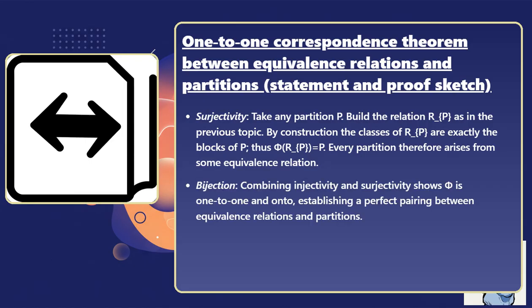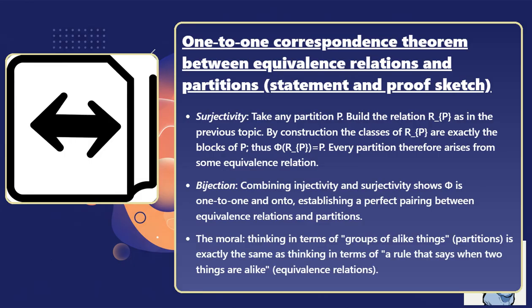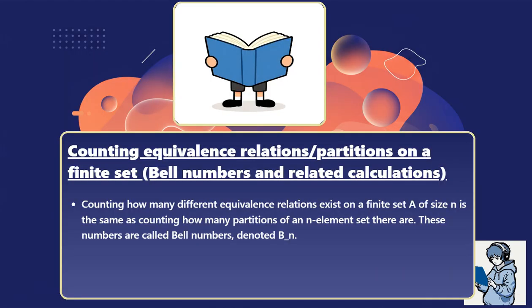Bijection: combining injectivity and surjectivity, shows phi is one-to-one and onto, establishing a perfect pairing between equivalence relations and partitions. The moral: thinking in terms of groups of alike things, partitions, is exactly the same as thinking in terms of a rule that says when two things are alike, equivalence relations. Counting how many different equivalence relations exist on a finite set A of size n is the same as counting how many partitions of an n-element set there are. These numbers are called Bell numbers, denoted B sub n.